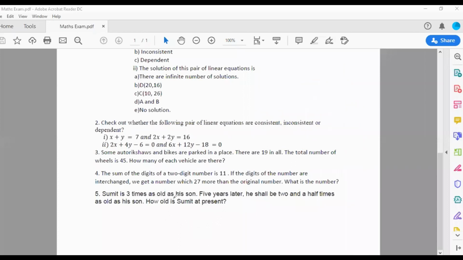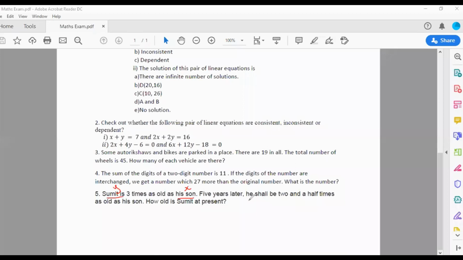Sumit is 3 times as old as his son. So x is equal to 3y. So what is y? What is x? Age of Sumit, age of son. Which one did you choose as x? Anyway, you can move, no problem. So I choose y as Sumit's age. No problem if you interchange the names of the variables.